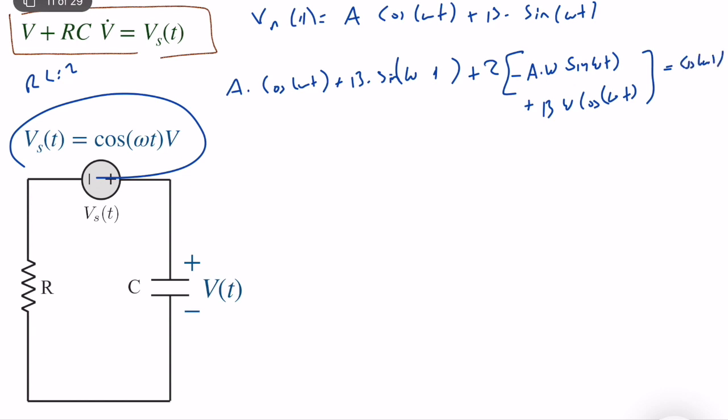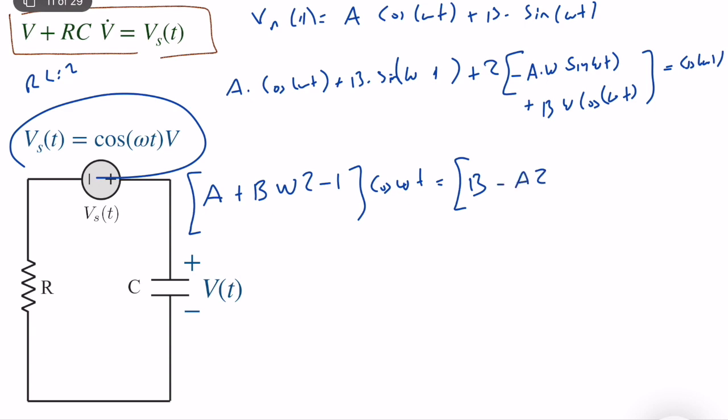So what we'll do is group the cosines and sines. Let's group the cosines. We have A, and plus B omega tau, and minus 1, which I'm just bringing here. The cosine omega t term is equal to B minus A tau omega for the sine omega t term, and this is equal to 0. If we want this to be equal to 0 for all time, each coefficient should be equal to 0.